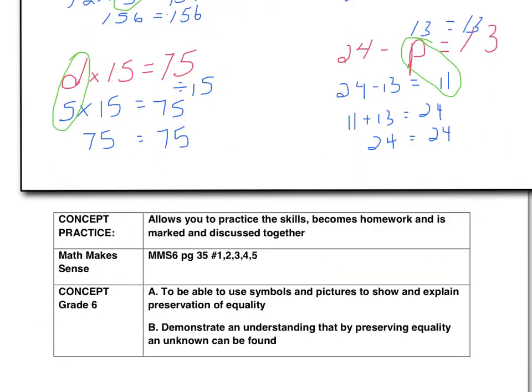You are now moving on to your concept practice, page 35, numbers 1, 2, 3, 4, and 5. Using symbols and pictures to explain the preservation of equality, and using that preservation of equality to find the unknown number. Remember, as you're working, if at any point you have questions, please ask. Seek to be understood by very clearly communicating your work and showing all of your work as well as evidence of your understanding. Away you go.